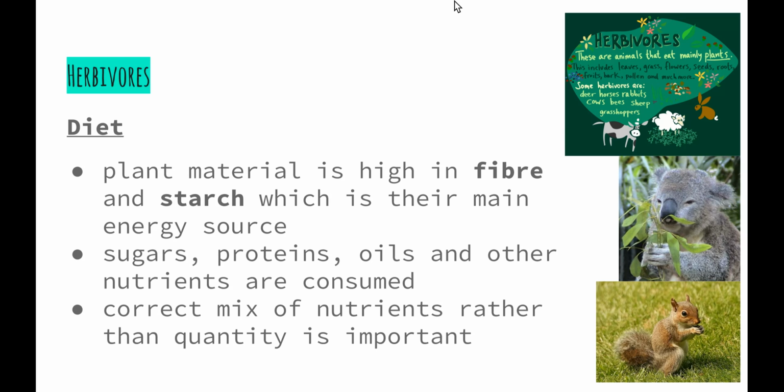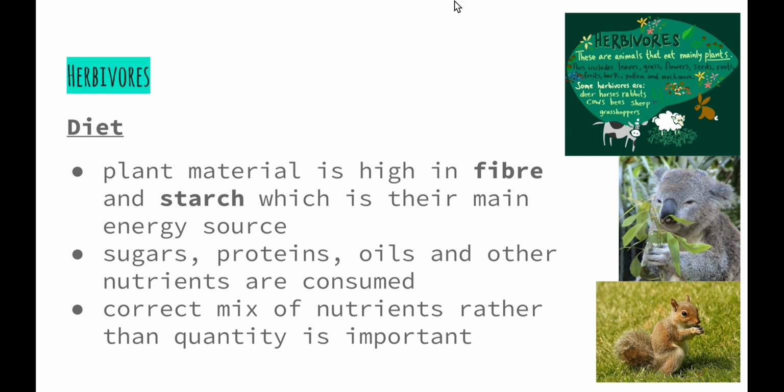So as we know, the diet of herbivores includes plant material which is high in fiber and starch, which is their main energy source. So the starch, as we know, is converted from the glucose that the plants create during photosynthesis, and herbivores use that starch as their main energy source. We also know this as well. Foods like potatoes, which are high in starch, also provide us with energy because of the carbohydrates that are found in them. So sugars, proteins, oils, and other nutrients are also consumed.